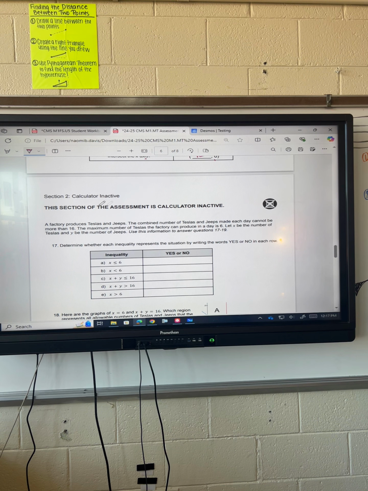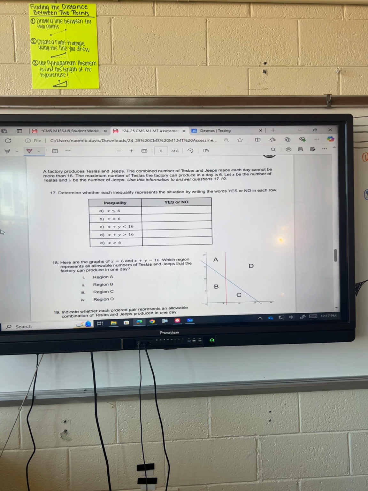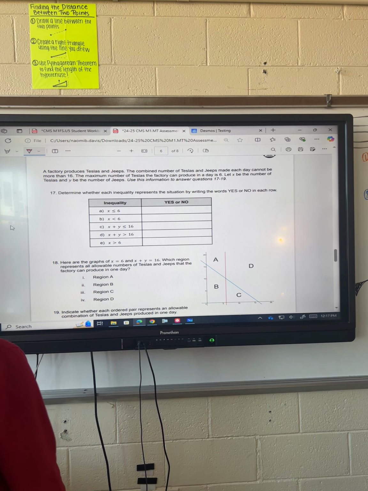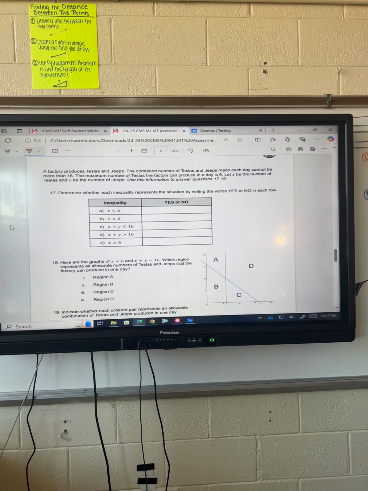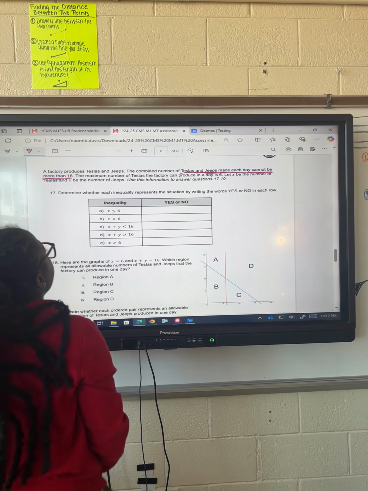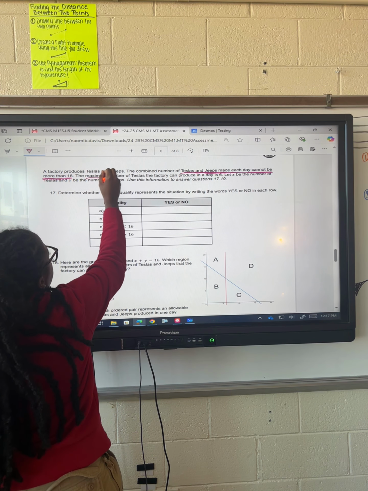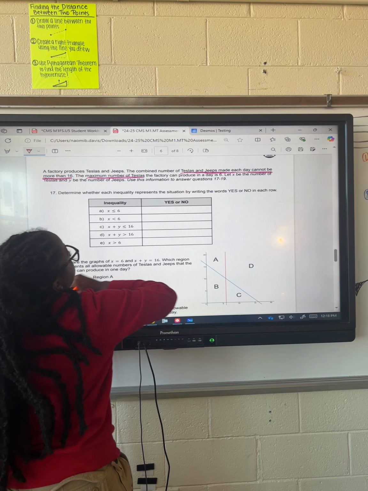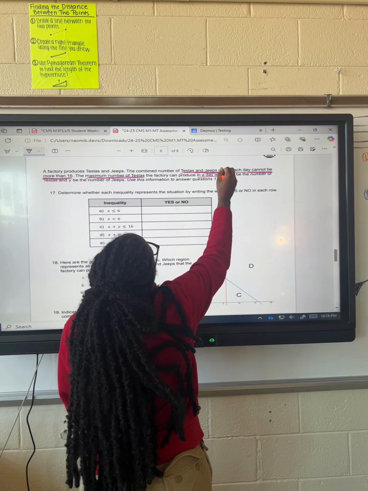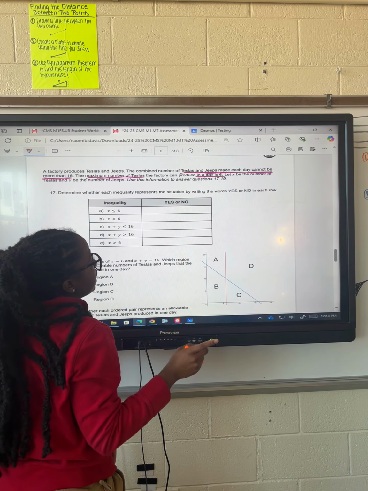This is calculator inactive. So anything from here on out, I need you practicing without Desmos because you won't be able to use Desmos during this part, okay? So a factory produces Teslas and Jeeps. The combined number of Teslas and Jeeps made each day cannot be more than 16. That's important. The maximum number of Teslas is 6. So the maximum amount they can produce in one day is 6.